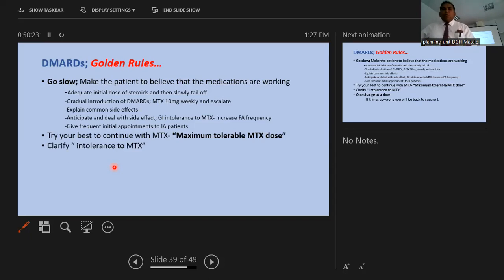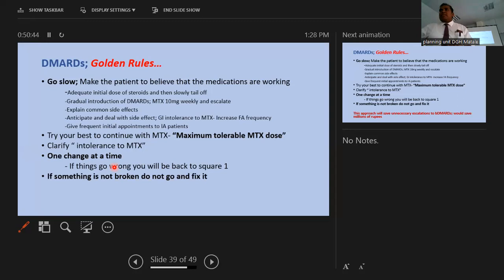Always clarify what is meant by intolerance to methotrexate. And do not make more than one change at a time, because if things go wrong, you'll have to come back to square one and start again from the very beginning.